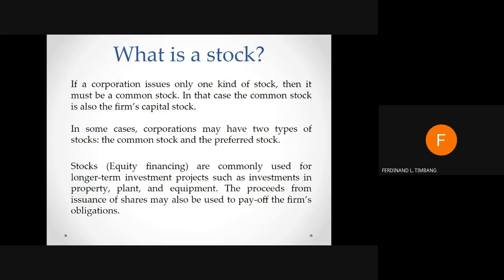Okay, so continue. If a corporation issues only one kind of stock, then it must be a common stock, no? In that case, the common stock is also the firm's capital stock. Kaya kung isang stock lang, common stock. Pagka dalawa, you have to mention if it is common or preferred. Corporations may have two types of stocks, the common stock and the preferred stock.